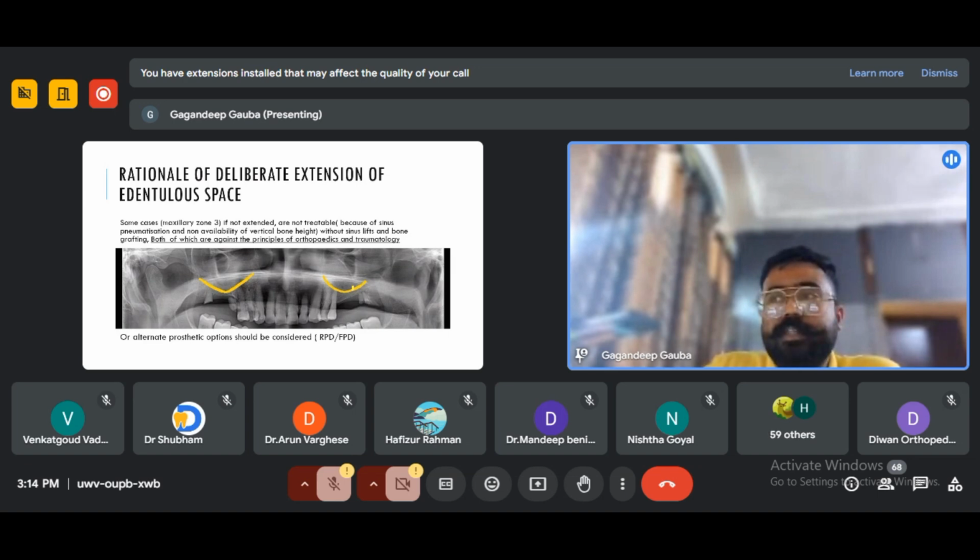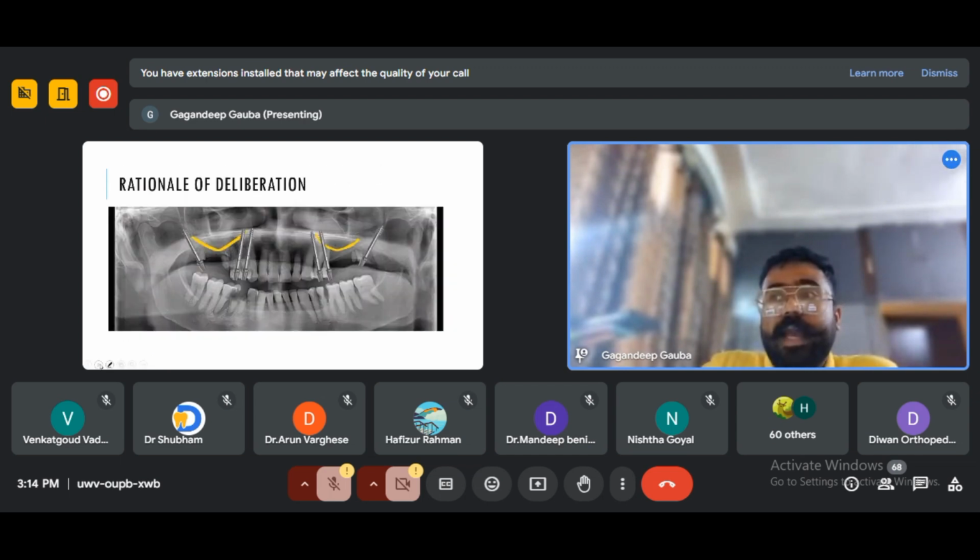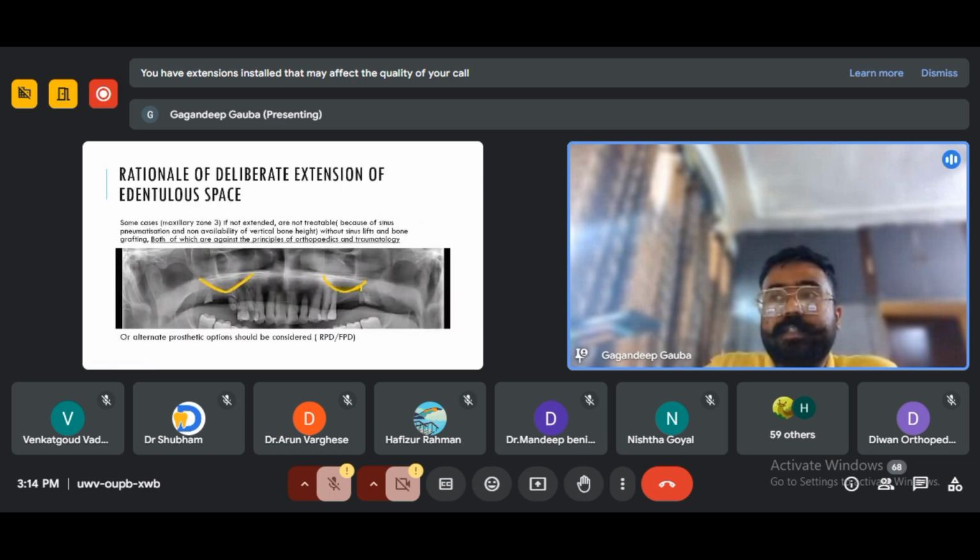In this case, if we want to practice basal implantology, we have to extract the premolars also and then do the two-implant standard segment rehab. What we have done is convert a zone 3 rehabilitation to a zone 2 rehabilitation. This is the rationale of the deliberate extension of the edentulous space, because if we want to do it without the deliberate extraction of the premolars, we have to do the sinus lift and bone grafting in this area. That will add to the cost of the treatment.